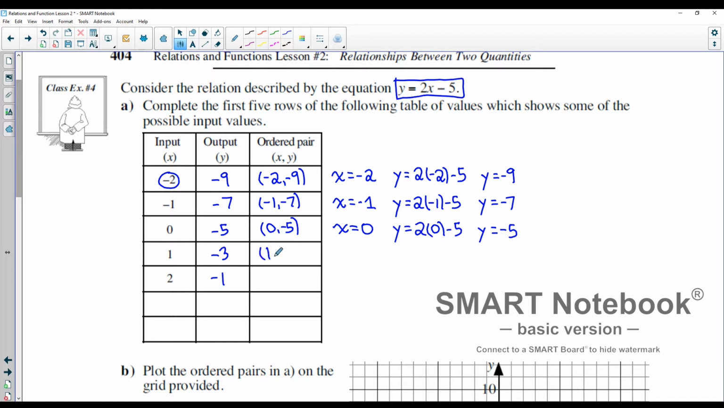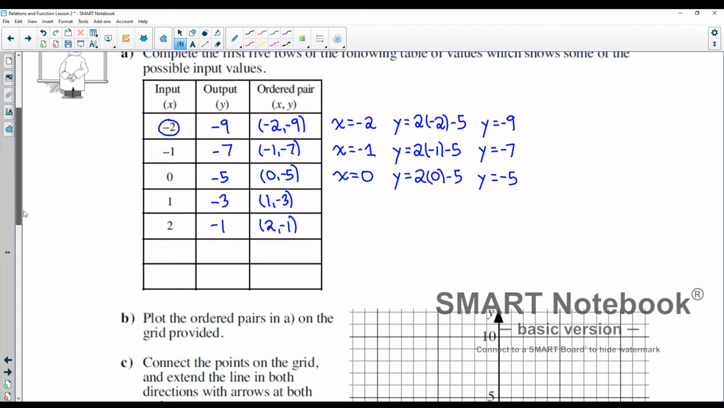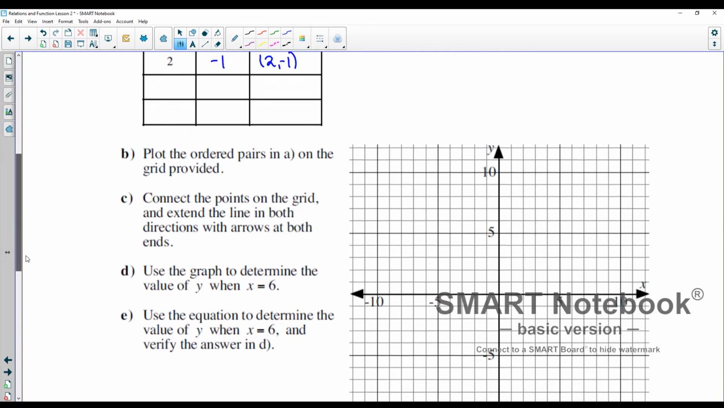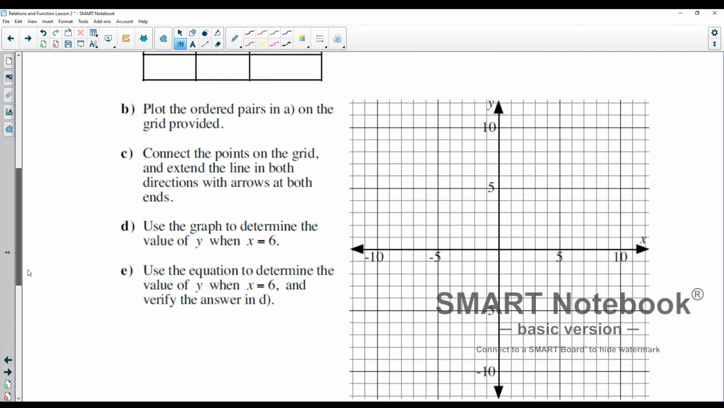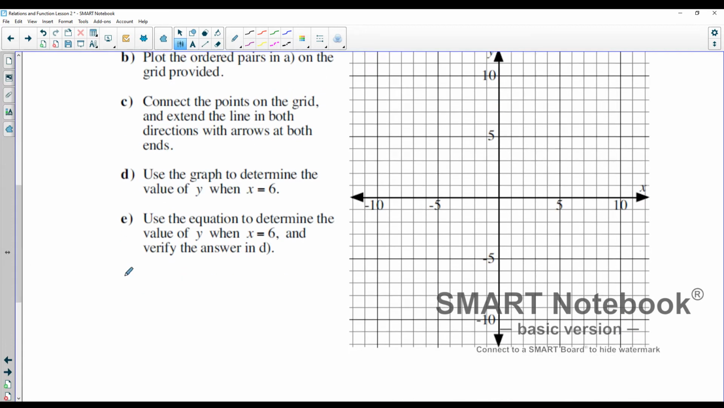So you'd have 1, -3. And then here you'd have 2, -1. Okay, so that's part A. Now, part B wants me to plot these points on the Cartesian plane.